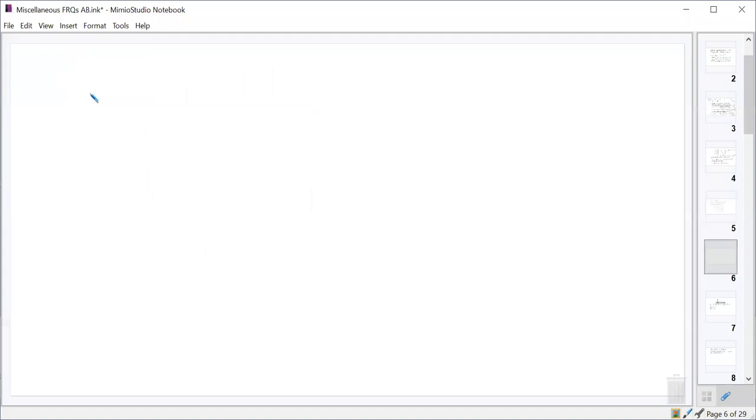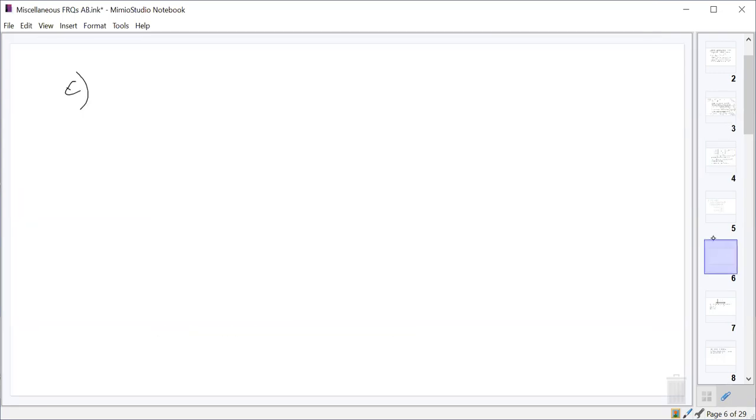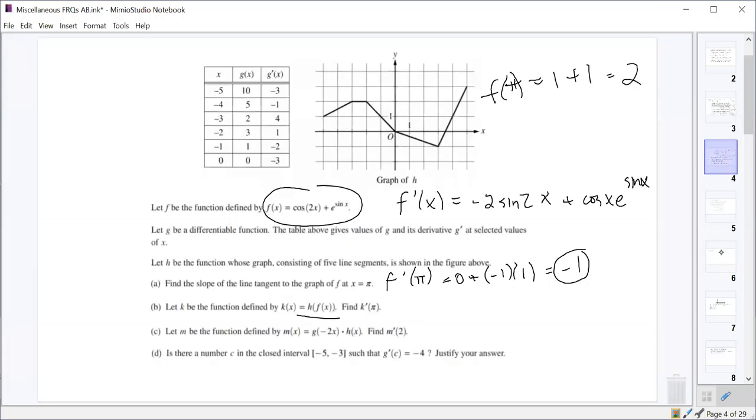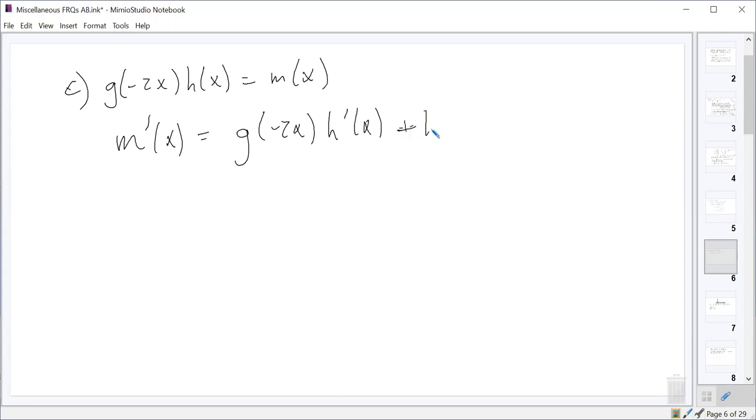Part C gave us another new function, m of x. What was it? G of -2x times h of x. So find an expression for m prime first. What do we get for that? Product rule? g of negative 2x times h prime of x plus h of x times the derivative of g of negative 2x.